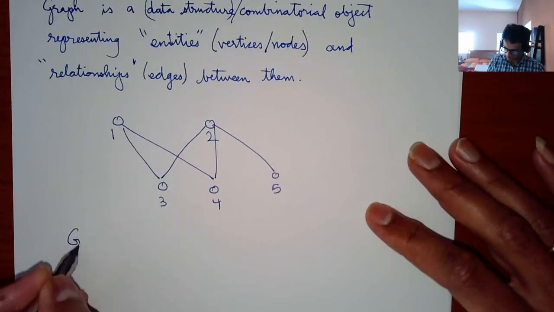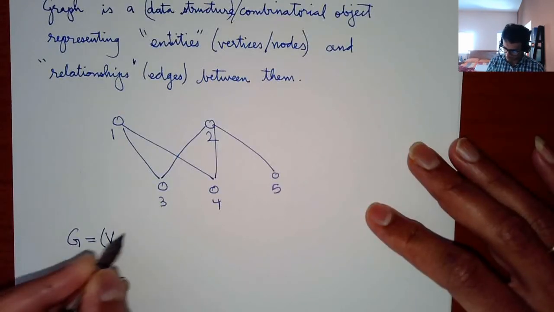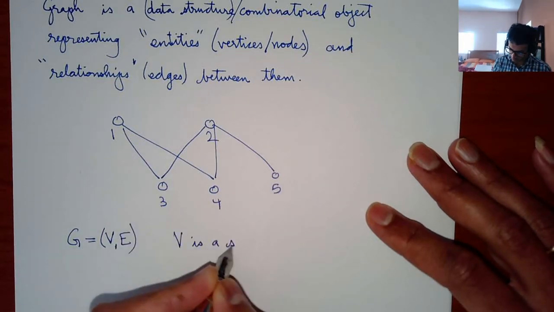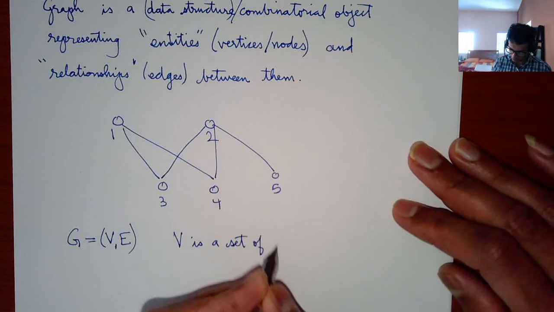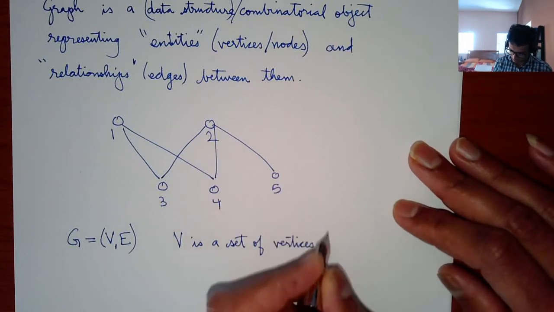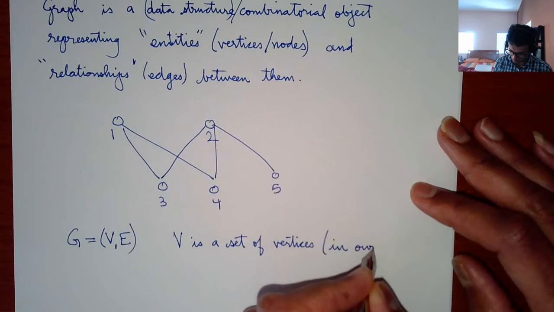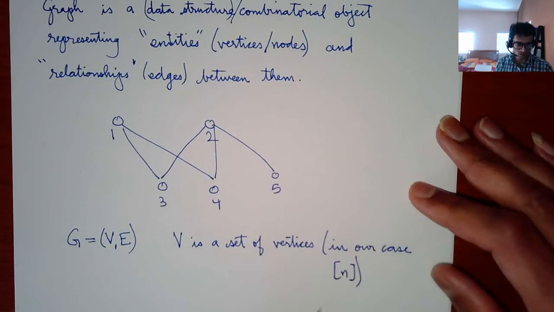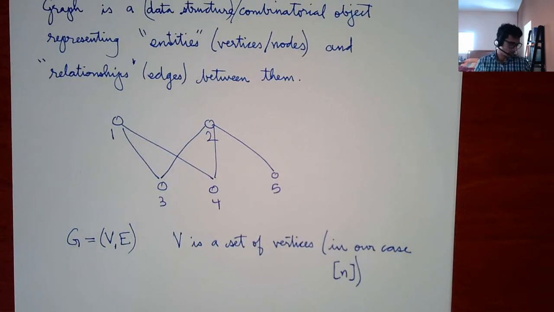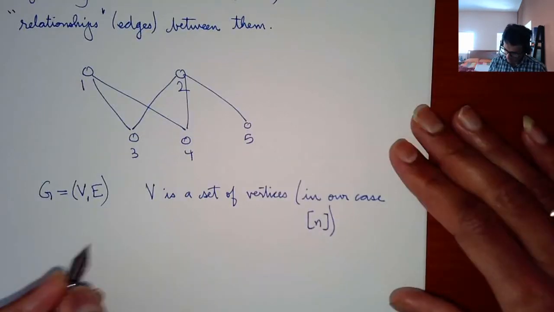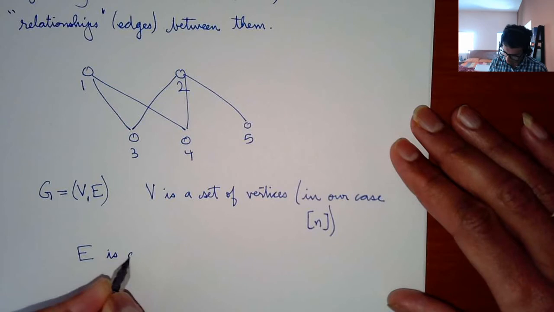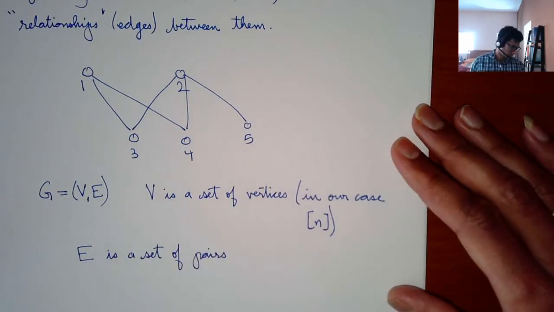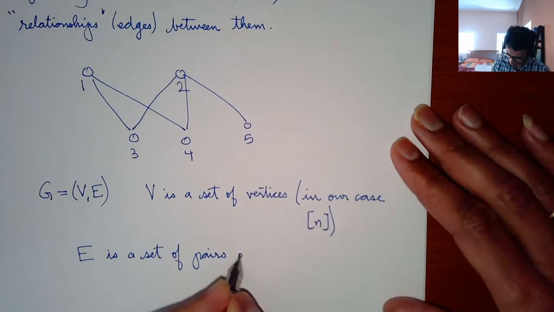And the graph G, formally speaking, is a pair V comma E. V is a set of vertices. In our case, often we'll just think of the set to be the first n natural numbers, just to give it a label. And E is a set of pairs of vertices.